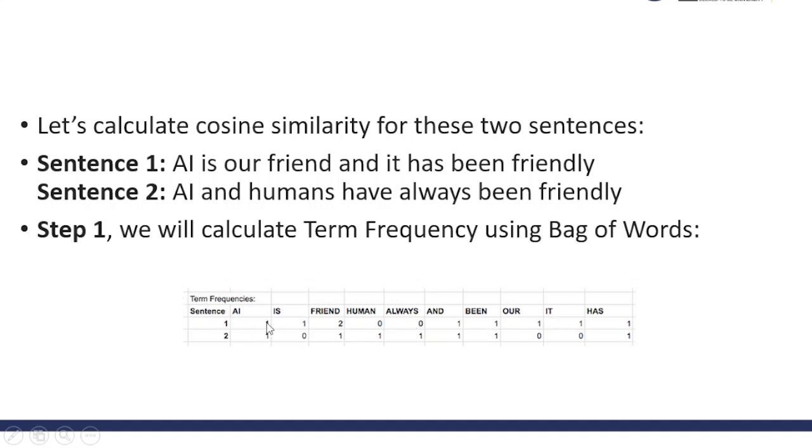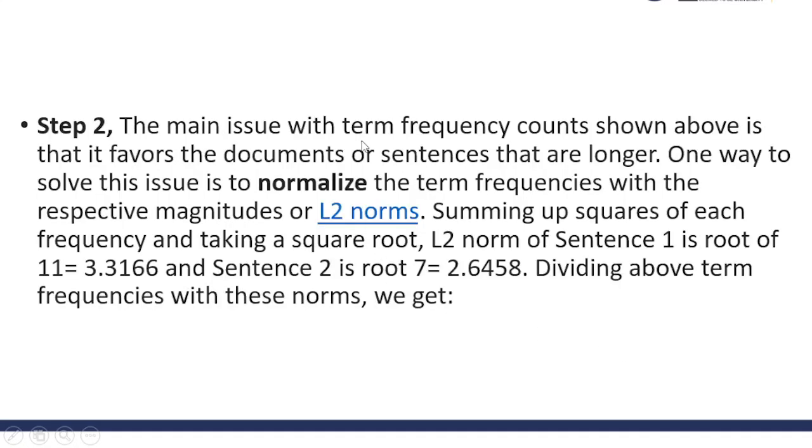So, it will be root of 1 plus 2 squared, which will be 4, plus 1 plus 1 plus 1 and a 1, which gives me 11, root of 11. And the L2 norm for the second sentence will be 1 squared plus 2 squared plus 3 squared, 1 squared plus another one, that gives 7. So root of 7, that will be the L2 norm. We calculate the L2 norm so that we normalize the term frequencies.